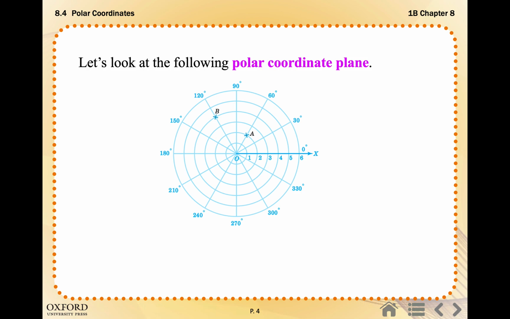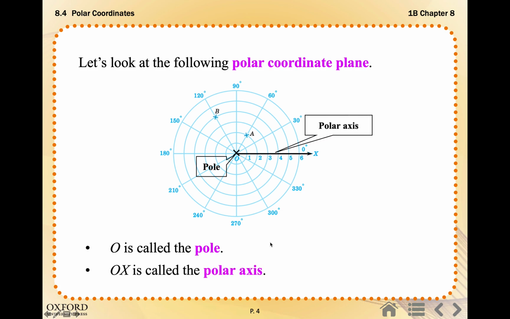In the plane, we are going to learn two elements. First is called the pole, P-O-L-E, pole. That is the center point in the polar coordinate plane. In the polar coordinate plane, you can see that we draw it this way. The pole, we mark it as O. This is not the number 0, we mark it as O. It is called the pole.